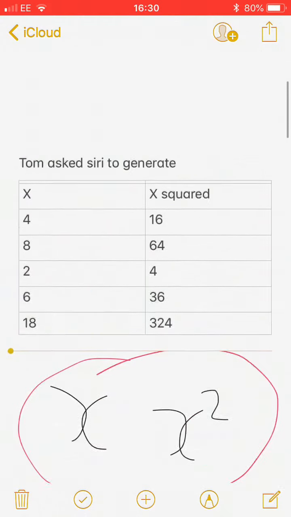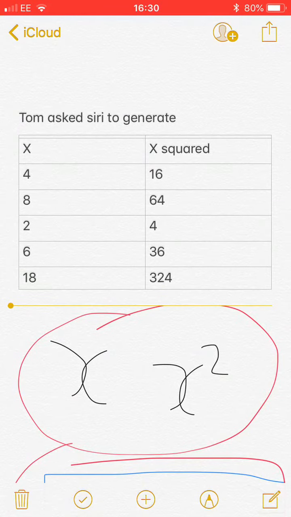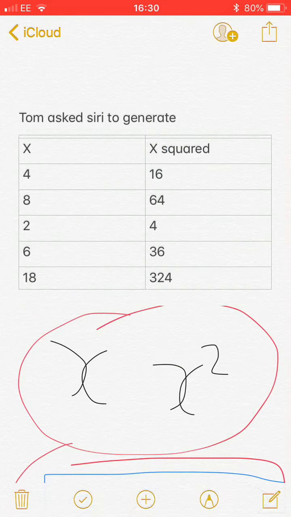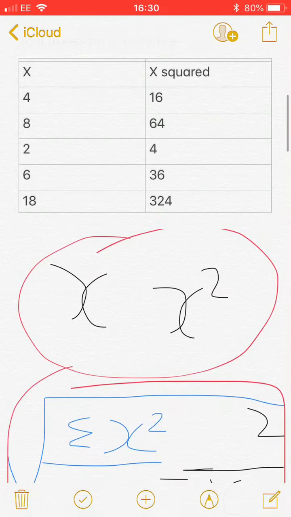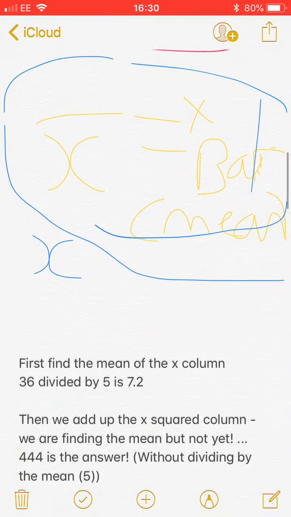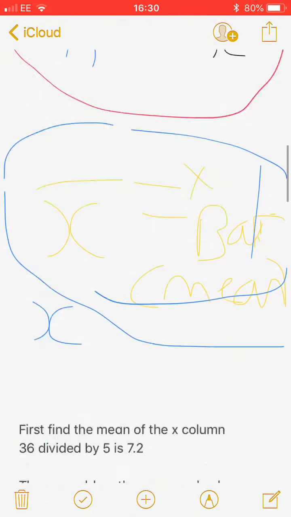First we find the mean of the x column. We do this by adding up the numbers, only on this side. We only add up 4, 8, 2, 6, and 18. So for now, we just leave out x squared. 36 divided by 5 is 7.2.